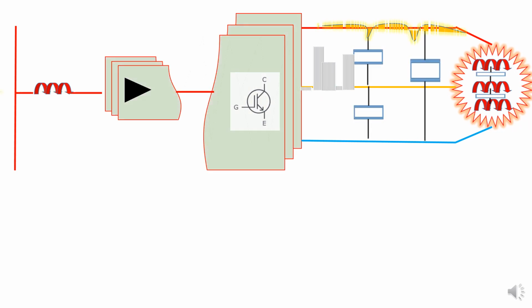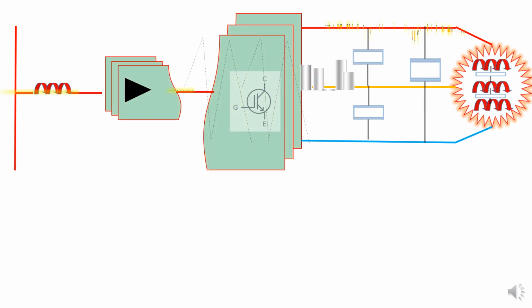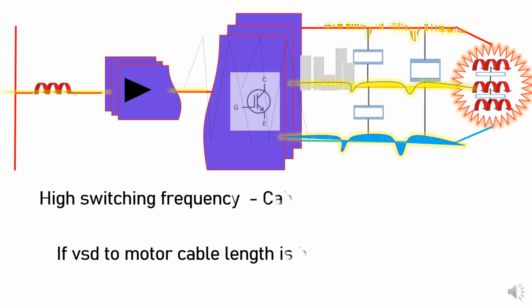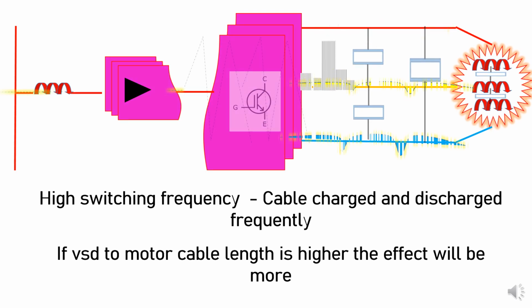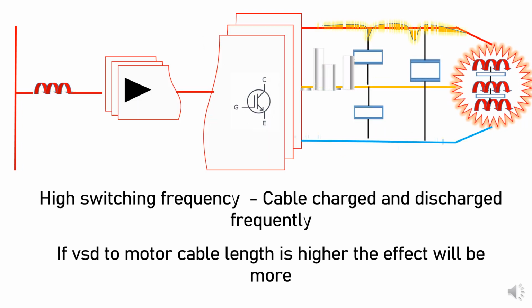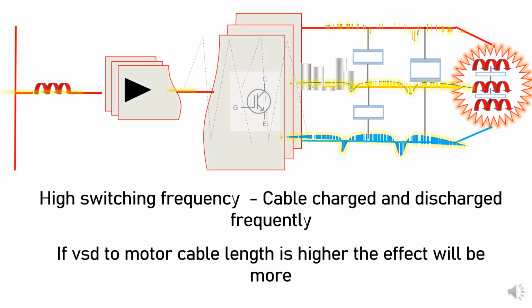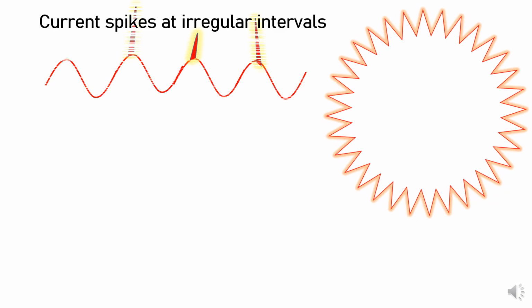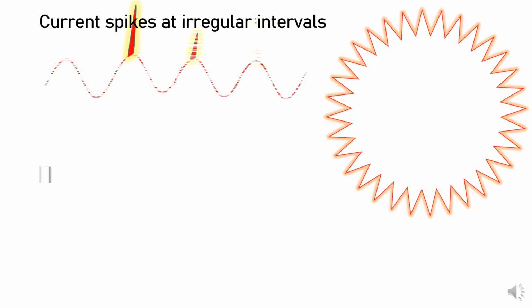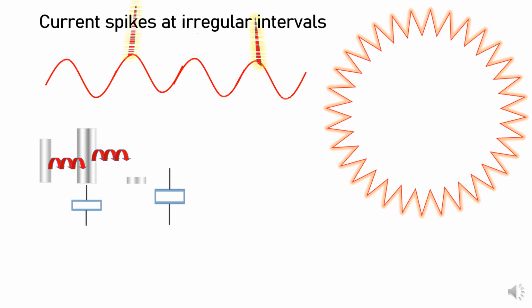If you keep the switching frequency higher, the second disadvantage is that with a long run cable, the cable charges and discharges frequently. So with the higher switching frequency, the cable capacitive current will be large. The motor system is then supposed to trip on overcurrent, as frequent current spikes at irregular intervals will be observed, and it will trip the motor.